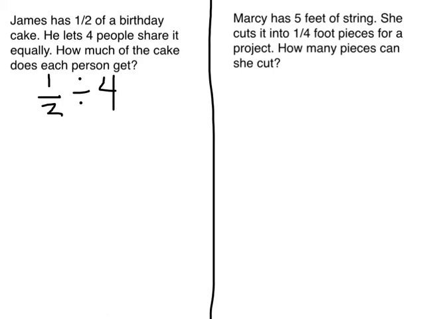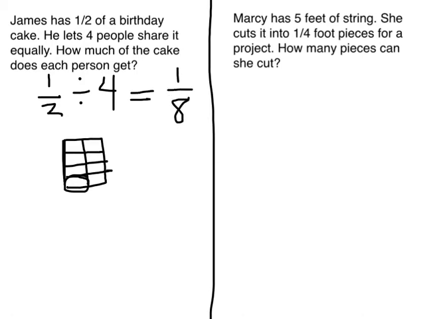I know that I can draw a model to show this. Let's see how you did. 1/2 divided by 4, I would start with 1/2 and draw 3 lines to cut it into 4 pieces. Each person would get 1 piece. The correct answer is 1/8. Each person gets 1/8 of the cake.